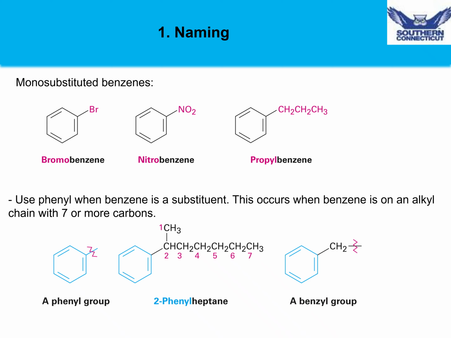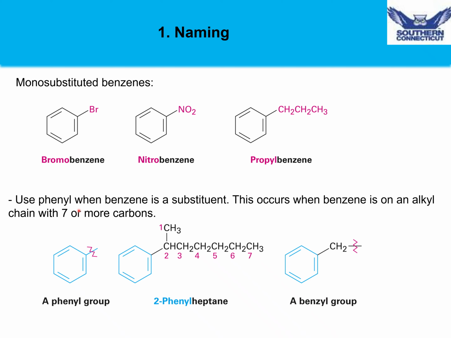Here's a few examples of aromatic compounds and how we would name them. The first example has a benzene ring, which is our parent name, and it has a bromo substituent on it, so this compound is named as bromobenzene. The next example has a nitro group, and it has benzene, so this is a nitrobenzene compound. And then the last example is propylbenzene, since it has a propyl group attached to benzene.